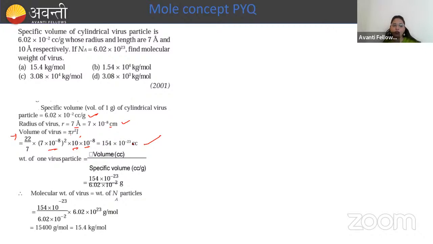As soon as you get the volume, we need to calculate the weight, because we need to find out the molecular weight. So the weight of one particle will be the volume divided by the specific volume. So the volume you have calculated, divided by the specific volume which was given in the problem.